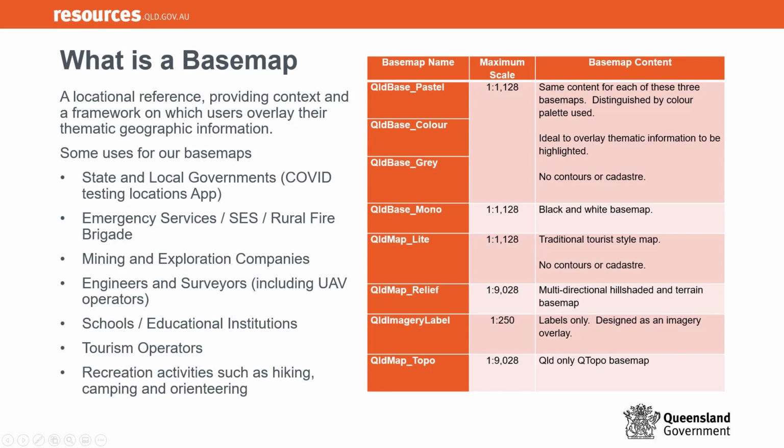The department produces a suite of basemaps free to use for any purpose. What is a basemap? Basemaps act as a locational reference, providing a framework on which users overlay or mash up their geographic information. They provide context and should display quickly and have appropriately rich cartography. Basemaps come in two types, raster and vector. All our basemaps are currently raster tile basemaps.